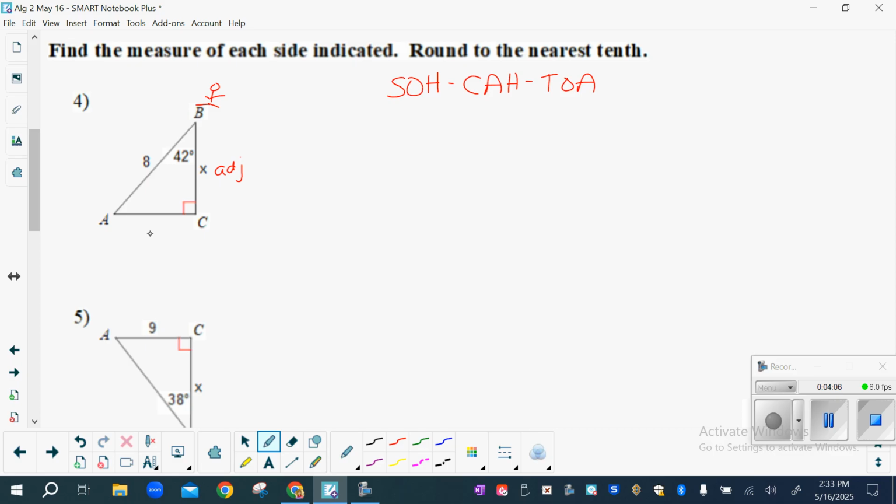What is the 8 in relationship to the angle? It's the hypotenuse. So we don't need to label the other side because we're not using it. Student: Don't we do something with 42 and 90, since a triangle equals 180? We do, but we don't need it. We just need the 42 degrees. So we're looking at adjacent and hypotenuse.